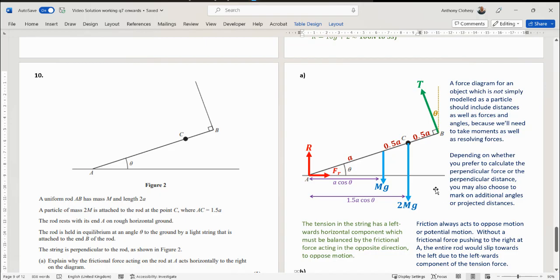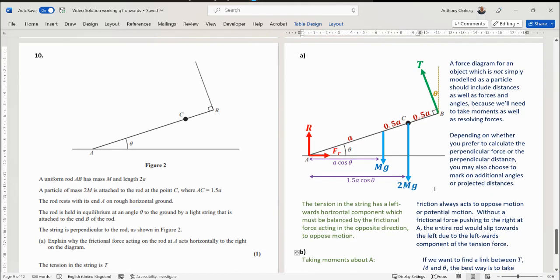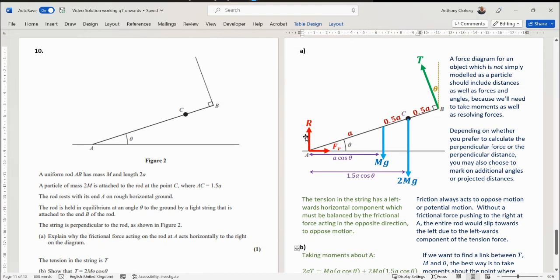But what we need to do for part C is actually resolve vertically. We're being asked to find out the value of R, so we need an equation that will involve R. And you could take moments, but that would lead to more complications because we don't know the value of friction. And you can't get an equation involving R without also getting an equation involving friction if all you're doing is taking moments. If you want to get an equation that involves R but doesn't involve friction, because they both are applied at the same point, you're going to have to remove one from the equation by resolving in a perpendicular direction to it. So I'm going to resolve vertically.